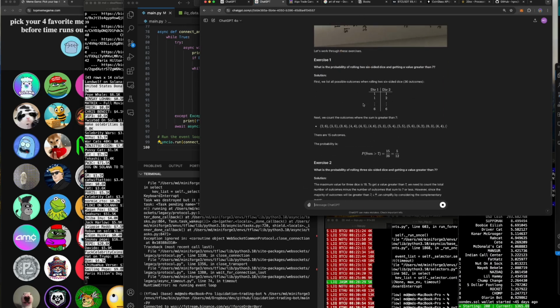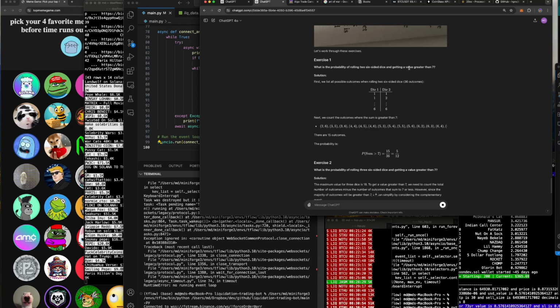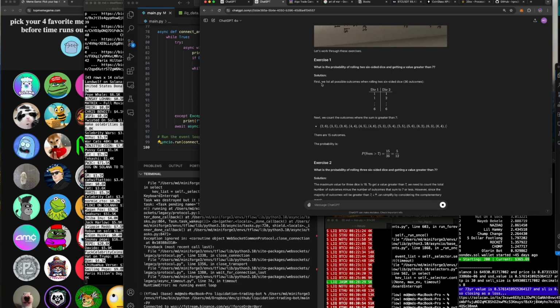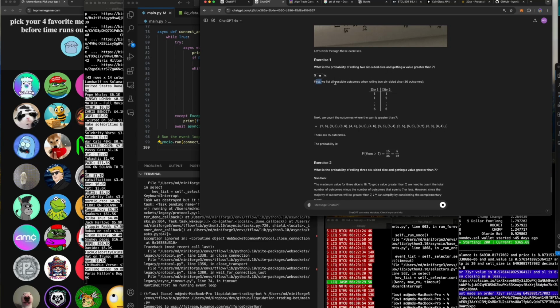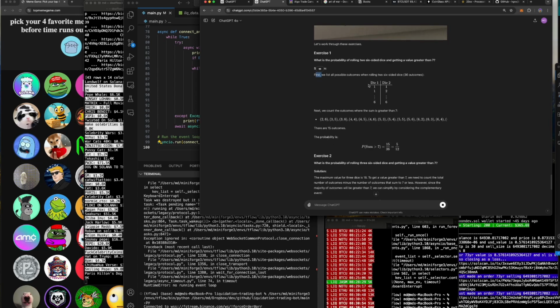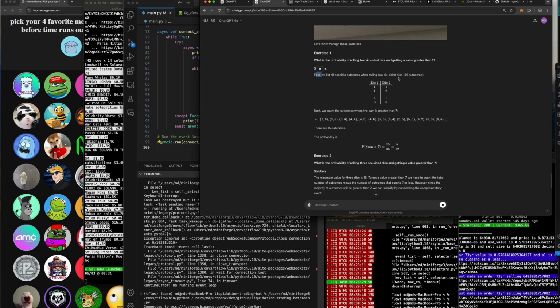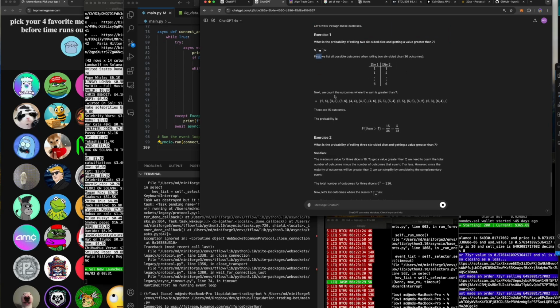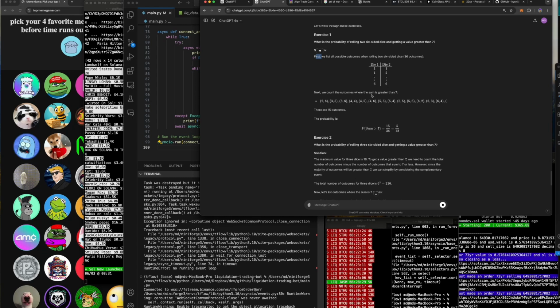Okay, exercise 1 of the second chapter here. What is the probability of rolling two six-sided dice and getting a value greater than 7? First, we need to list all possible outcomes when rolling two six-sided dice. 36 outcomes. Okay, right. Next, we need to count the outcomes where the sum is greater than 7.